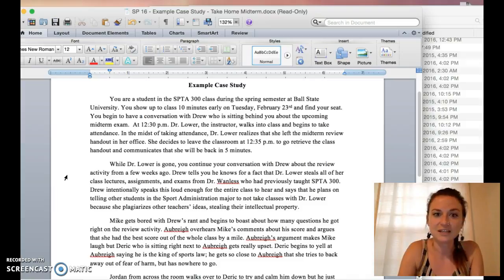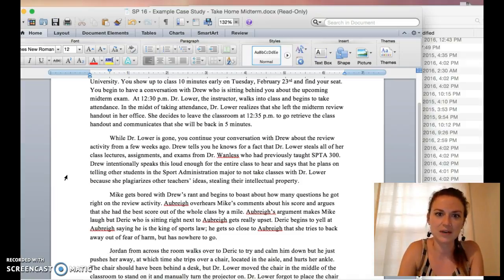At 12:30, when class is supposed to start, Dr. Lauer, the instructor, walks into class and begins to take attendance. In the midst of taking attendance, Dr. Lauer realizes that she left the midterm review handout in her office and decides to leave the classroom at 12:35 to go retrieve the handout, and communicates that she will be back in 5 minutes.